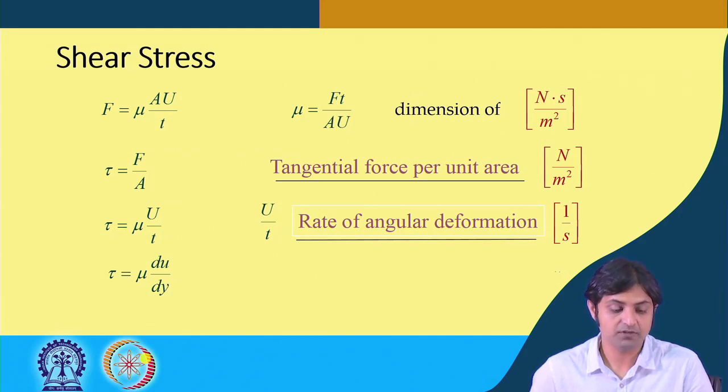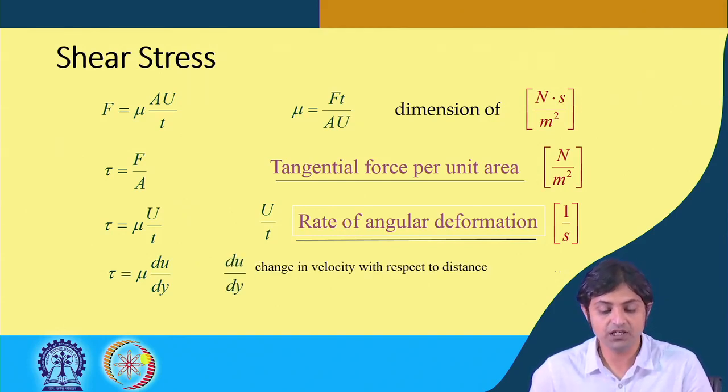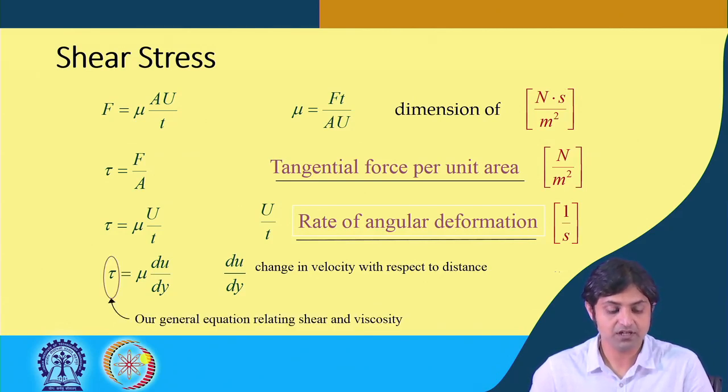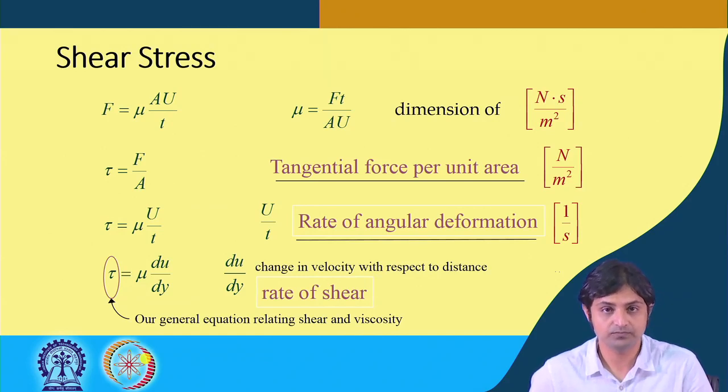Tau therefore can be written as mu du by dy. As we have already said, it is the rate of angular deformation. What is du by dy? It's the change in velocity with respect to distance, in terms of a differential equation. So this is our general equation that relates shear stress and viscosity, and this du by dy is also called the rate of shear.